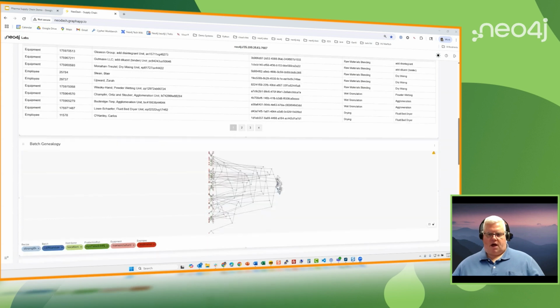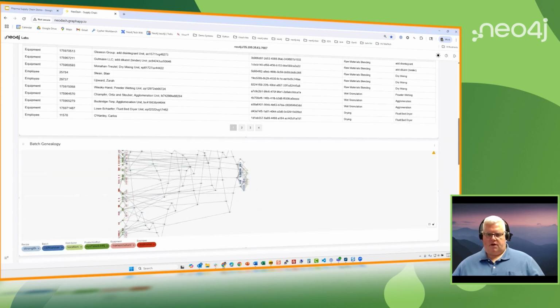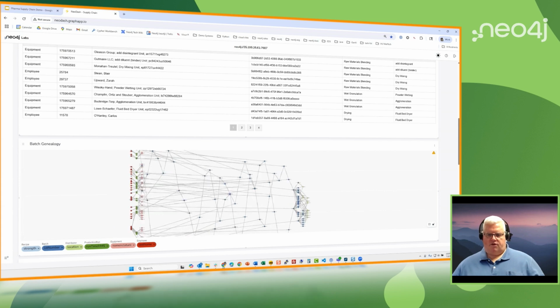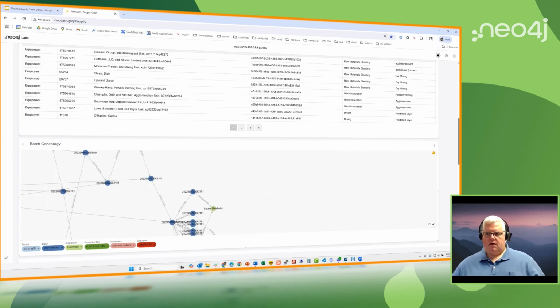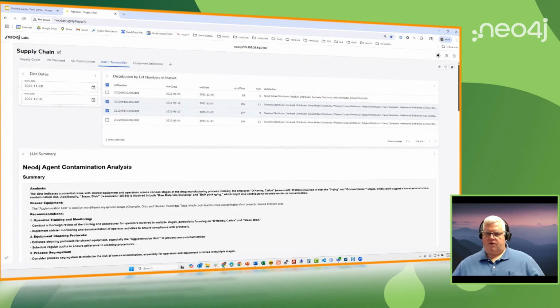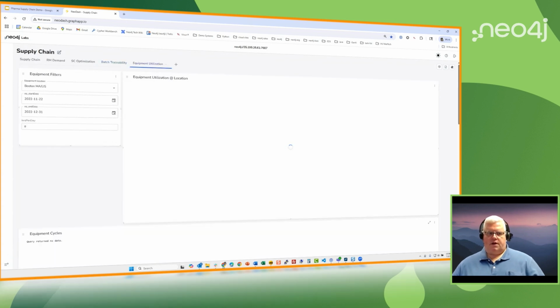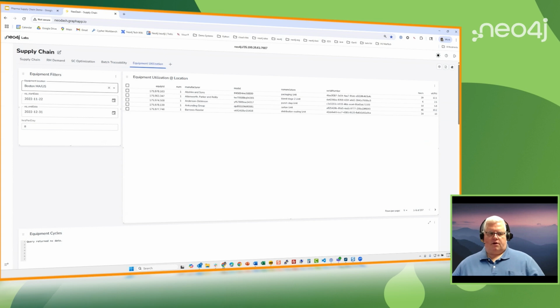We also notice down here at the bottom, we get a real quick graph of these particular systems and the raw materials and so forth that went into it, all the way down to the distributors at the end. In the interest of time, I'm going to go to the next tab, which is equipment utilization. Here we're going to take a look at a particular site like Boston, and then we're going to look between 2 dates.